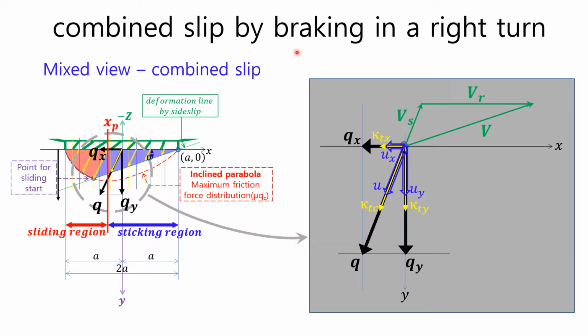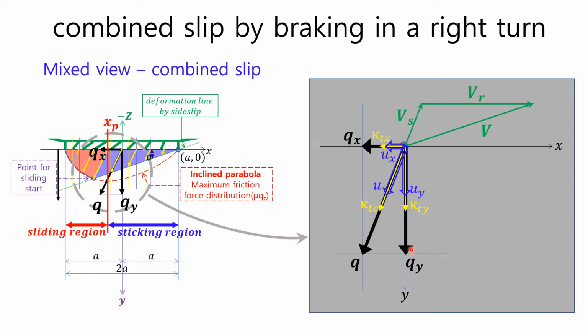Let's look at the combined slip during braking in a right turn based upon the sign conventions of a pure side slip and pure longitudinal slip we have examined by now. The force acting on the bristle can be expressed as the left figure on the tire contact patch. And if it is described in the vector system, it can be expressed as the right figure. In the braking, bristle force Qx is negative, and in the right turn, bristle force Qy is positive.